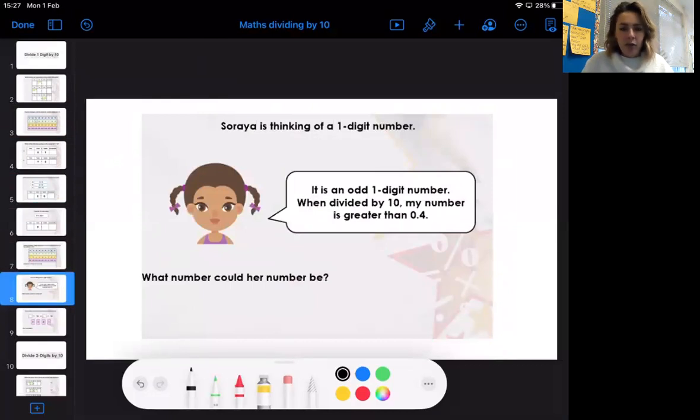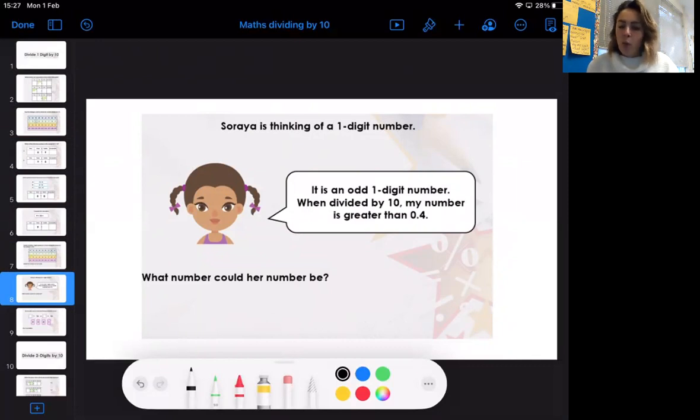Have a go at this question. Soraya is thinking of a one-digit number. She says, it is an odd one-digit number. When divided by 10, my number is greater than 0.4. What could her number be? Have a go and pause the video.